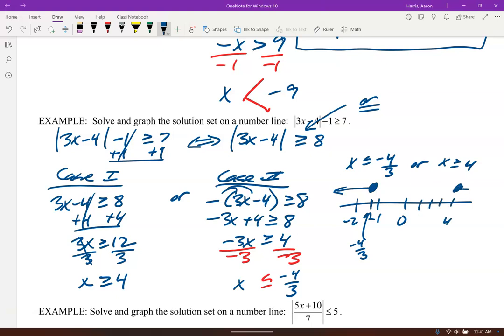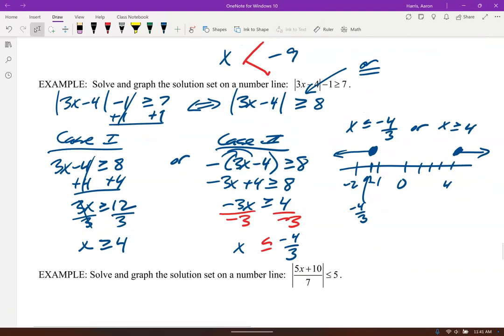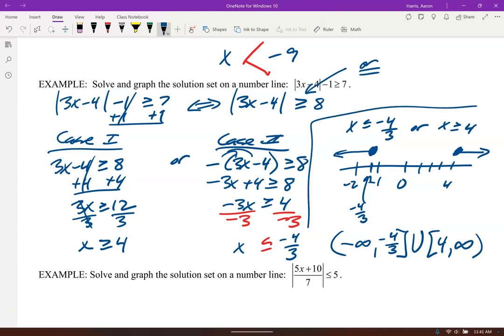Greater than or equal to 4. You know, I should have done interval notation as well. So let's go ahead and write our interval notation. We're coming from negative infinity up to negative 4 thirds with a bracket. Or means union, and then I keep going with 4 on. So there it is in all my notations there.